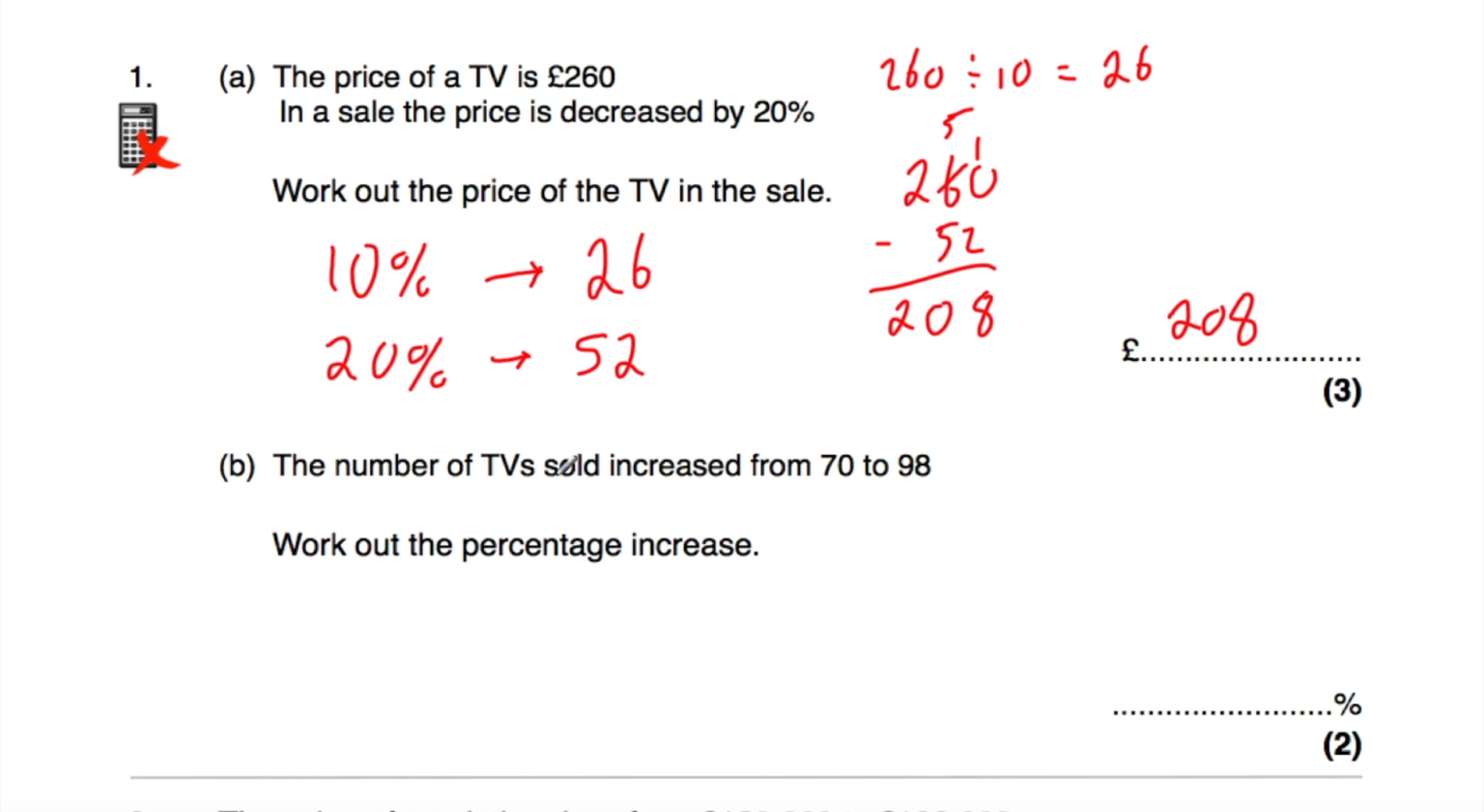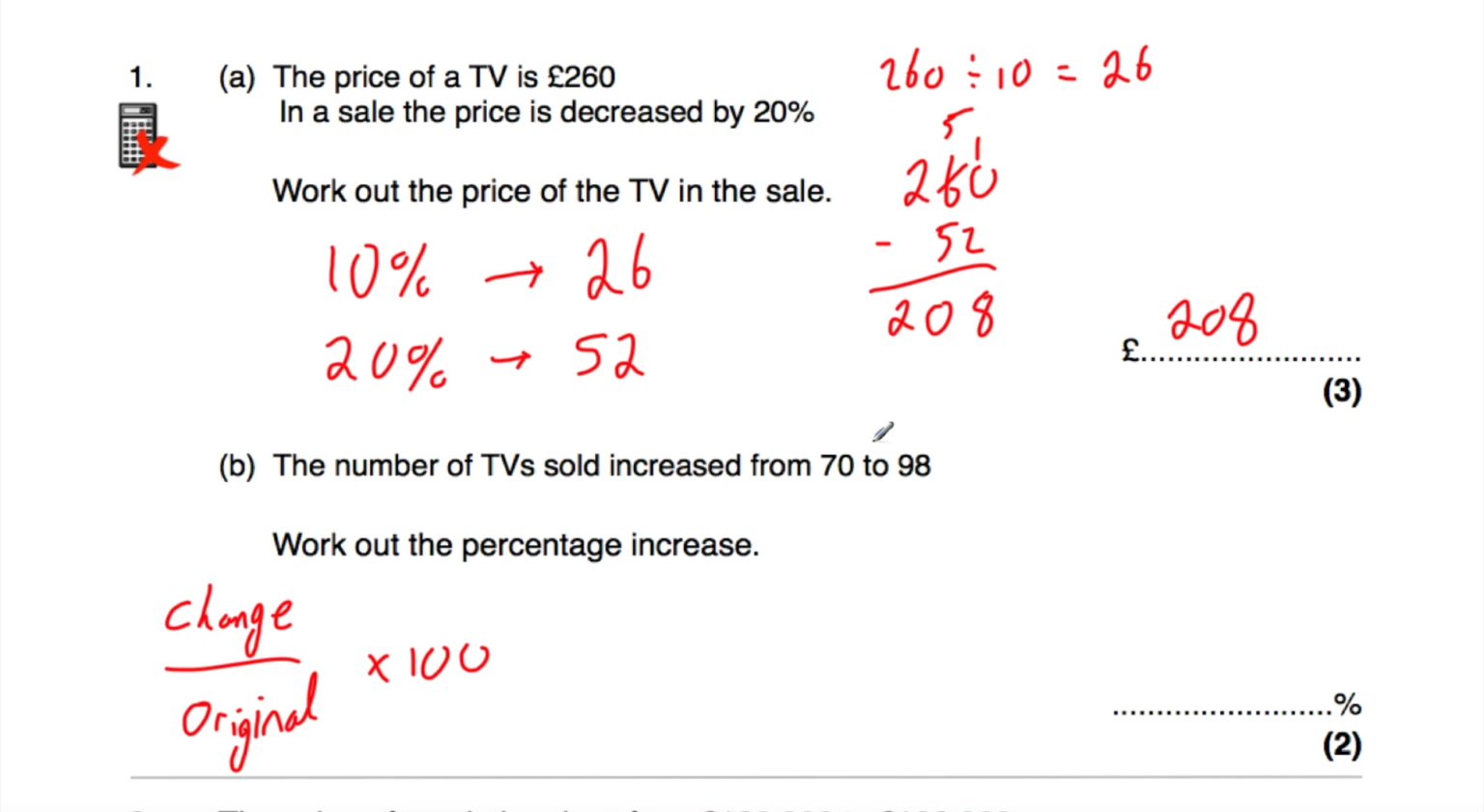Okay, part B. Now this is a percentage change question because it says work out the percentage increase. Remember, if you're asked for percentage change, percentage increase, percentage decrease, percentage profit or percentage loss, we use change over original times 100. Here the number of TVs sold increased from 70 to 98. Work out the percentage increase. So we're going to do the change divided by the original, and then times by 100.